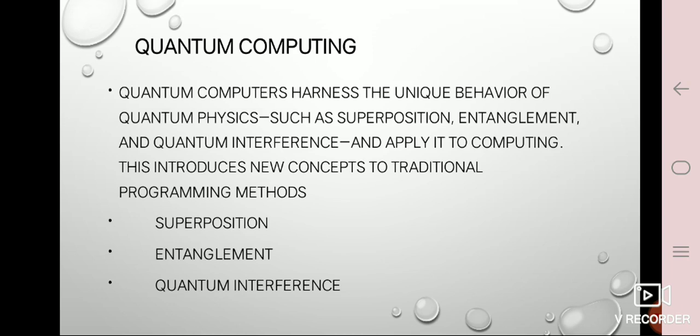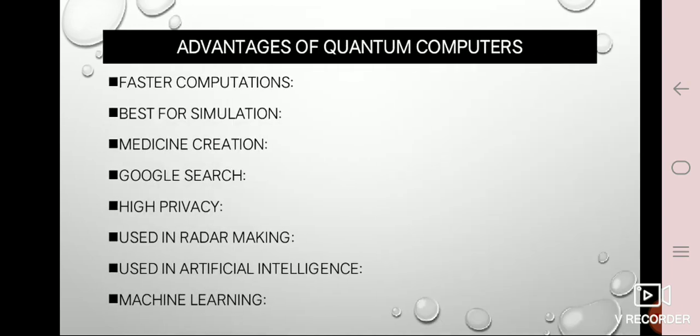Now, let's move on to the advantages of quantum computers. Faster computations. Quantum computers have computation power higher than supercomputers and normal computers. They can process data 1,000 times faster than normal computers and supercomputers. Some calculations, which if performed by a normal computer can take 1,000 years, are done by quantum computers in a few seconds. Best for simulation. Quantum computers are best for doing data simulation computing.